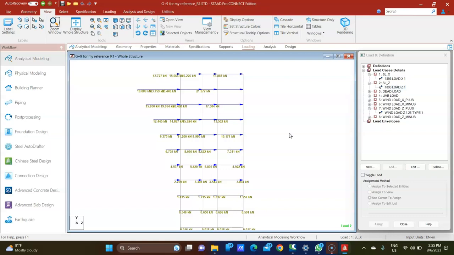Direction is not seismic weight, it can act in any direction. That's why there is no direction.